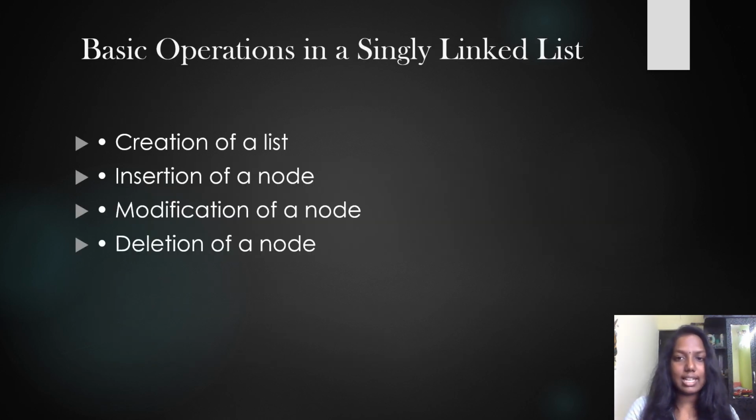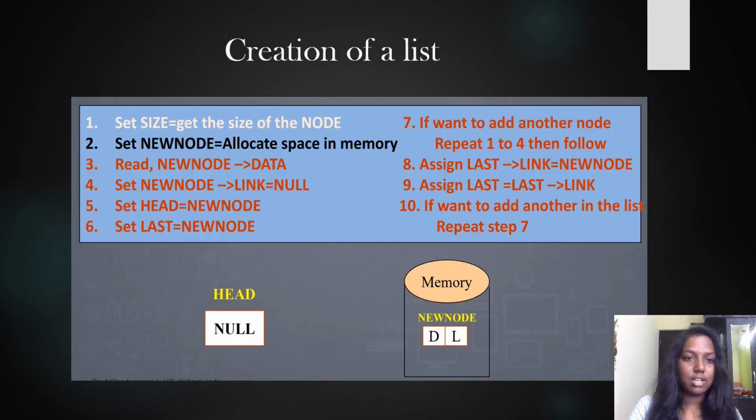Basic operations in a singly linked list: creation, insertion, modification, and deletion. Creation of a list. To first create a list, we set the size of the node. In our new node, we allocate the space that is required, and we get the data for the new node. We set the new node link as null, the head as the new node, and the last as also the new node. So this basically creates one node of a list.